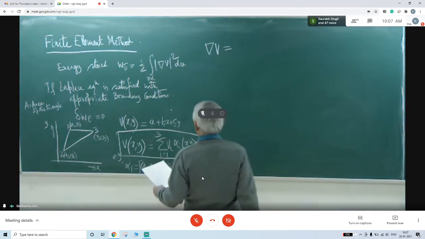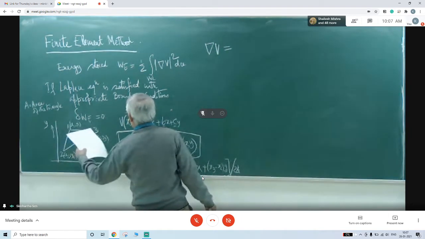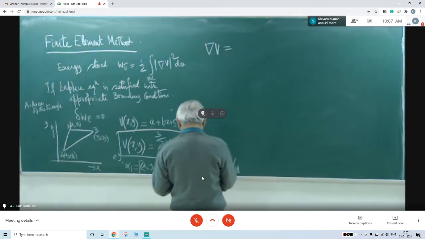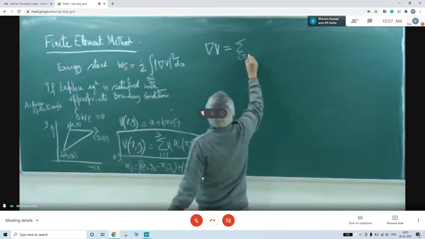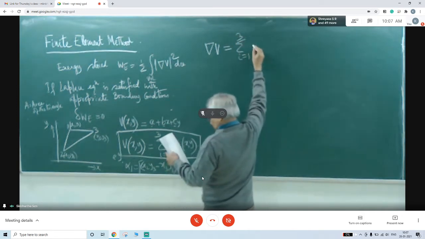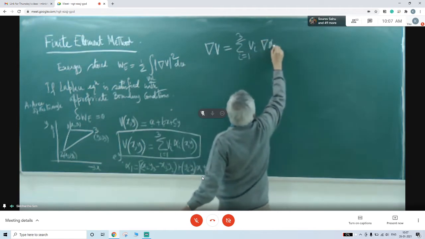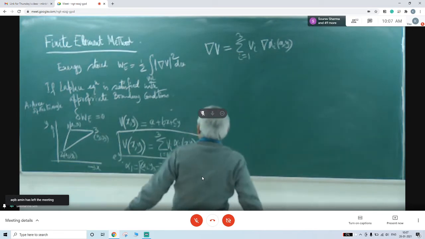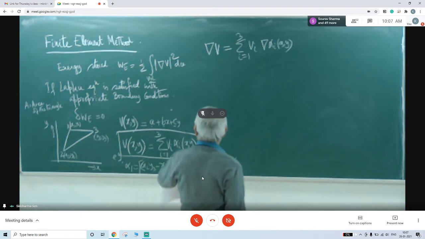What we can say is, because potentials at V1, V2 and V3 are fixed, then definitely this is equal to the sum over i equal to 1 to 3 of Vi into nabla alpha i of x, y. That means we take the derivative of alpha of x, y there. Okay.